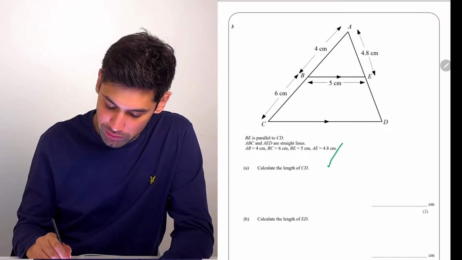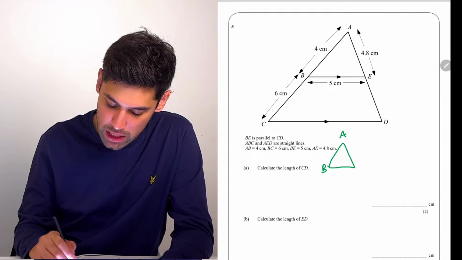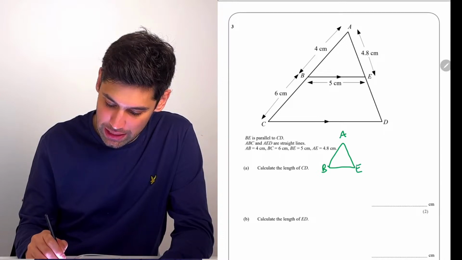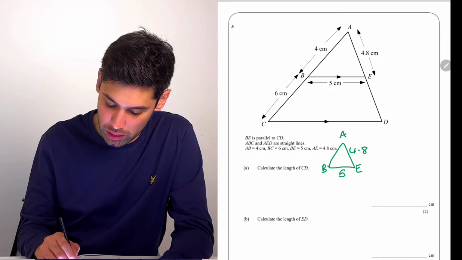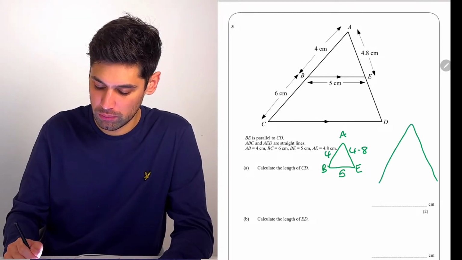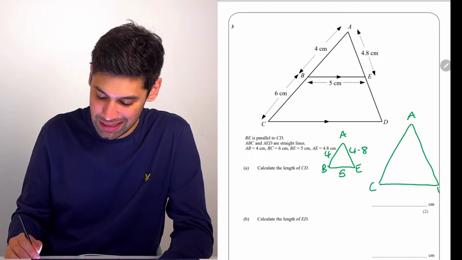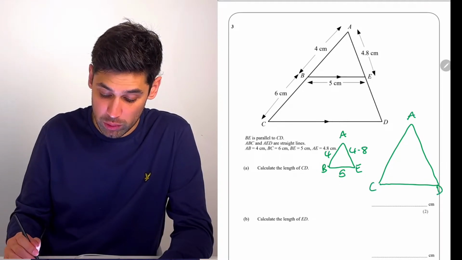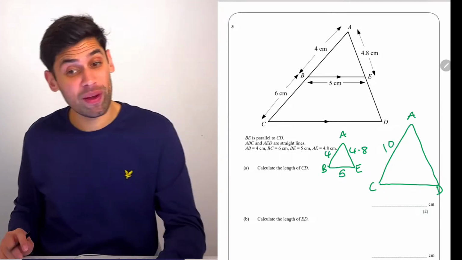So the small one coming first. We've got A, B, E. This is 4.8, and we know everything about this triangle, so this is very helpful. And 4. And then the larger one, which is A, C, D. What do we know about this one? We know the entire length of AC is 10. We actually don't know anything else.